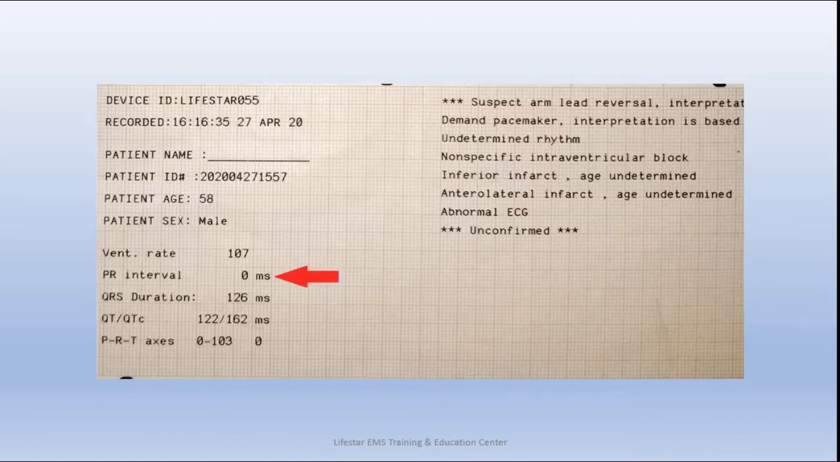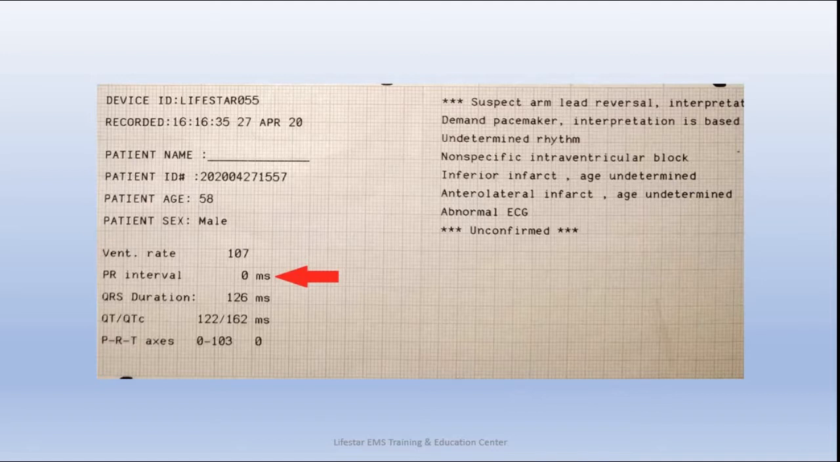I start with the PR interval. The PR interval is not necessarily the most important part of a 12 lead. It's just the place where I begin. Some things computers do better than people. Counting and measuring are two things that computers can do better than us. And another thing is sometimes they're really good at finding P waves.